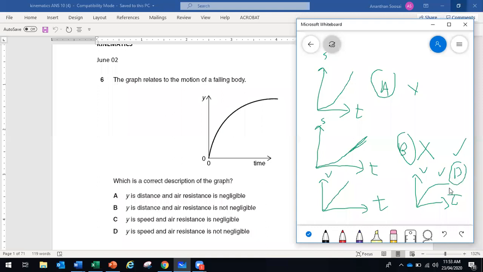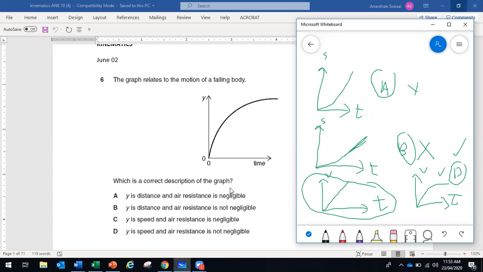Those who got D is good. The other graphs should be like this. So for 6, the answer should be D. Speed with air resistance should look like this. And for the other two ST graphs, curve towards the end then straight line happens with air resistance. So those who got A, B, C, please check back. The answer should be D.